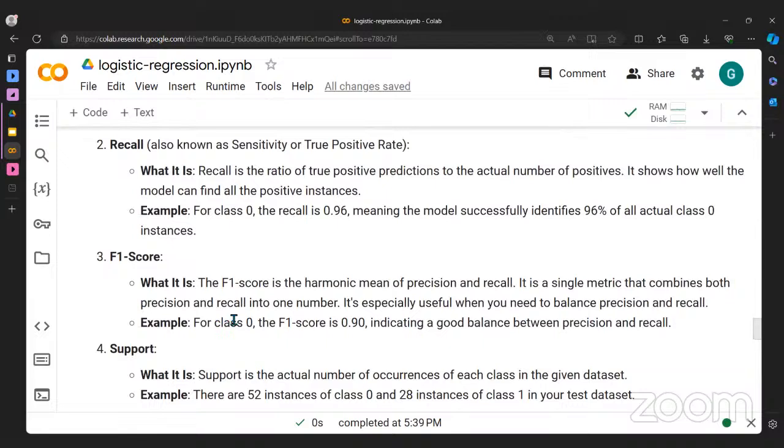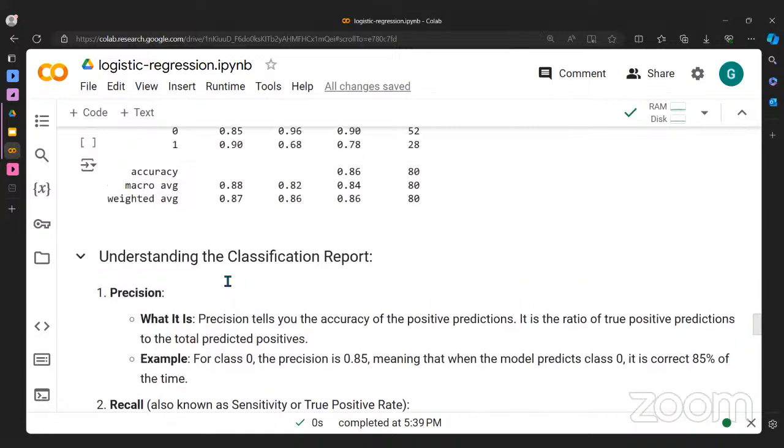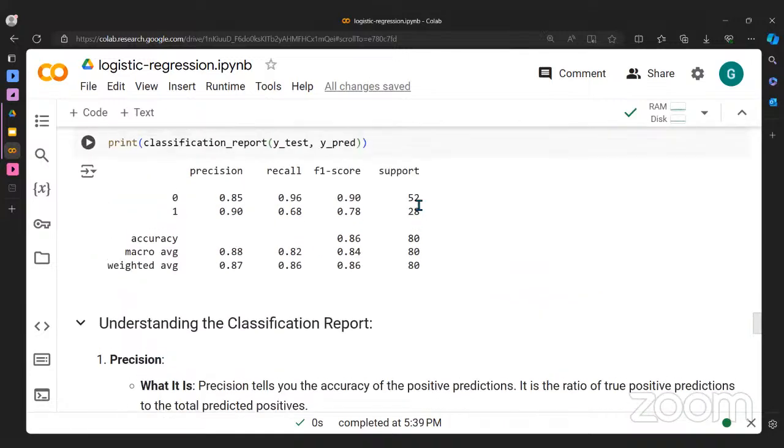The F1 score for class 0 is 0.90, indicating a good balance between precision and recall. So this one is comparing both. The score is actually high and it's good. This is the type of score we can use, when we talked about the loan industry, to say, yeah, we can use this model for our loan. We have the support.